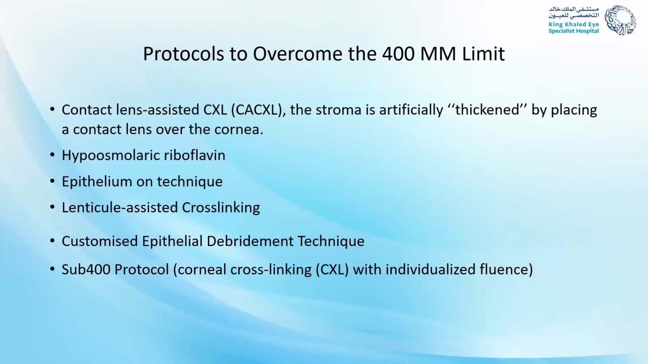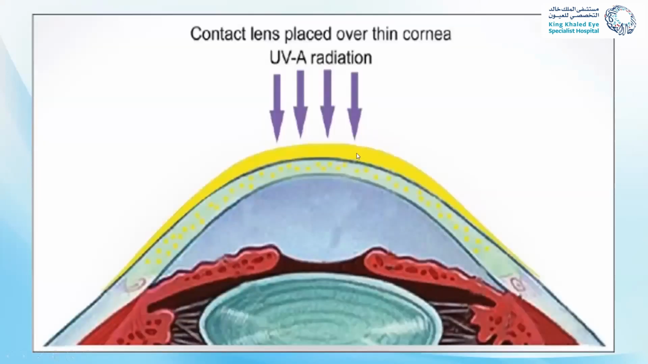There is also the customized epithelial debridement technique, where you remove the epithelium all over the cornea, but you leave just the epithelium at the cone, at the thinnest location per your topography map. And by that, you're leaving that extra space or extra thickness, just to preserve that safety margin. And then you have the sub-400 protocol, or the customized or individualized cross-linking, which was described by Hafezi, and it's individualized per patient. So this is when you have the contact lens. Basically, you have this artificially additional thickness or space, just to add some width and avoid endothelial irradiation.